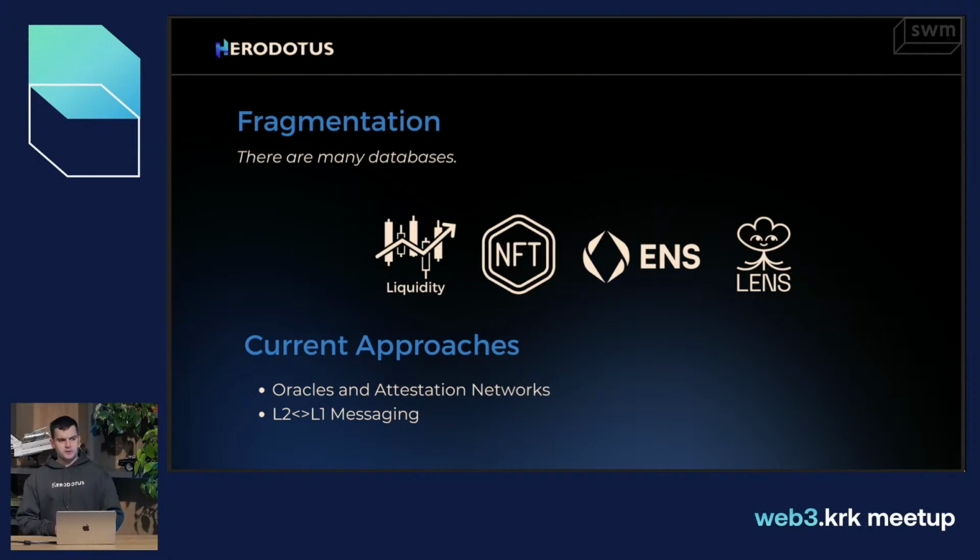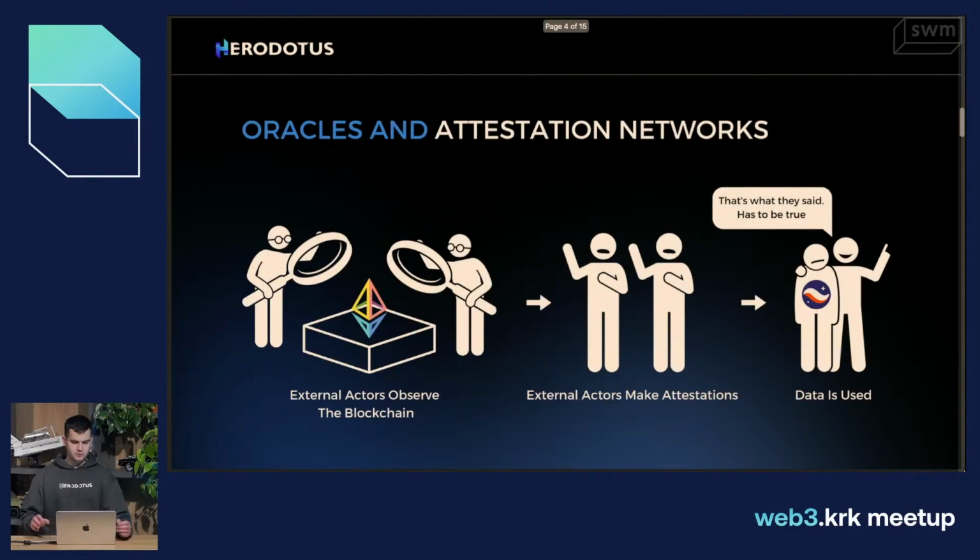And then we also have the rise of social networks like Lens. If you start creating Lens content, that is currently done on Polygon, and you do not have access to that data on, let's say, Ethereum or other L2s. So how do smart contract developers deal with this fragmentation and the fact that this data is not easily accessible? Two main approaches are adopted right now: oracles and attestation networks, as well as L2 to L1 messaging systems. So let's look at each one of them.